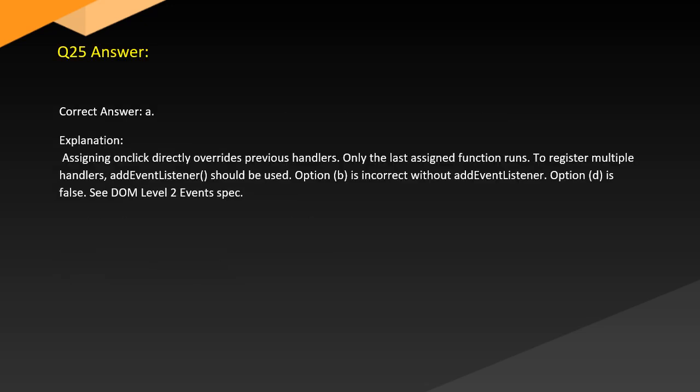Answer. Correct answer A. Explanation. Assigning onclick directly overrides previous handlers. Only the last assigned function runs. To register multiple handlers, addEventListener should be used. Option B is incorrect without addEventListener. Option D is false. See DOM Level 2 event spec.